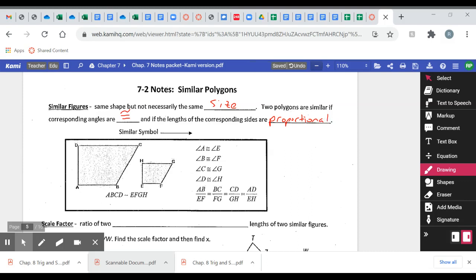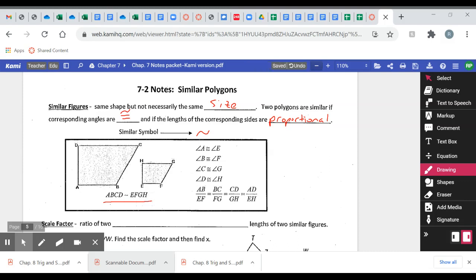Okay, and the similar symbol is a little squiggly line. So it's kind of what's on top of the congruent symbol, not the equal sign part. So if we're talking about two figures being similar, you can look at these two figures here. Again, we just said they're the same shape. They look the same, but they are not the same size. One's bigger, one's smaller. And if the two are similar, this is called a similarity statement.